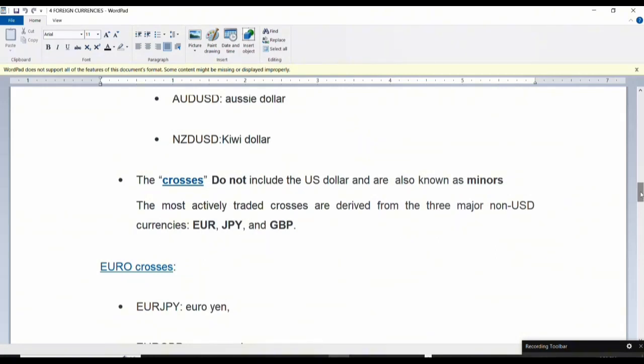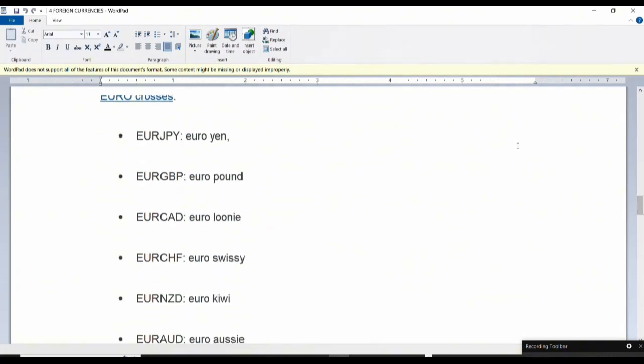They are all major currencies, but one of them should not contain the United States dollar. That is the difference, and that one is called the minor. Now, the most actively traded crosses are derived from three major non-US dollar currencies: the euro, the Japanese yen, and the Great British pound. Now, let's look at the euro crosses.